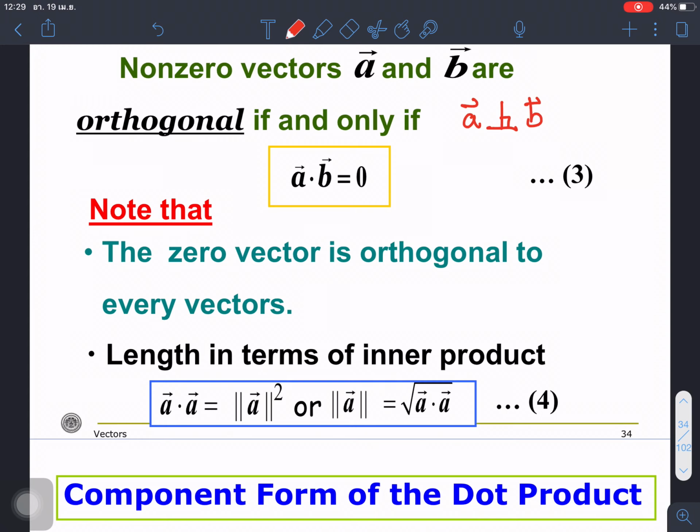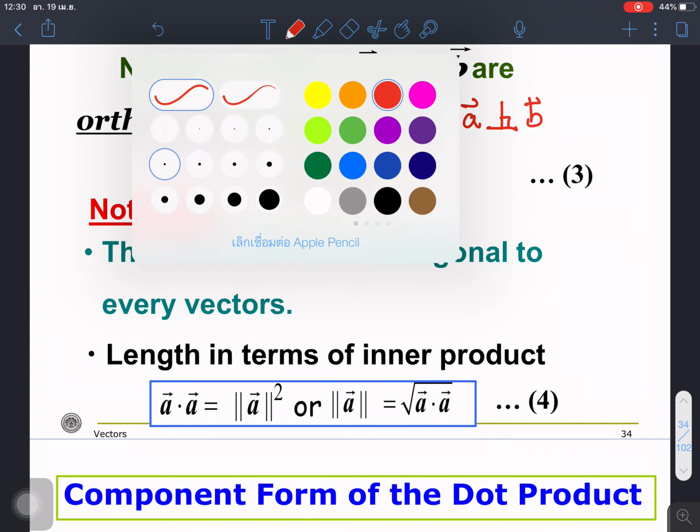In terms of dot product, you can also find the modulus, right? A dot A is going to be the modulus squared. In other words, modulus can be found by dotting A and A with each other, and then you take the square root. Let me explain why we get this.